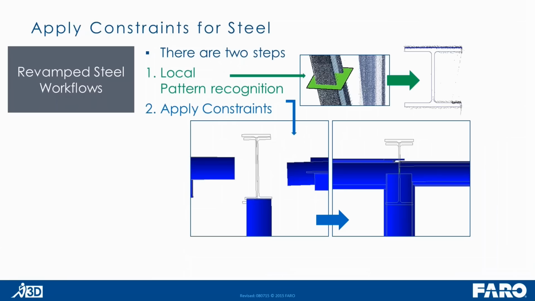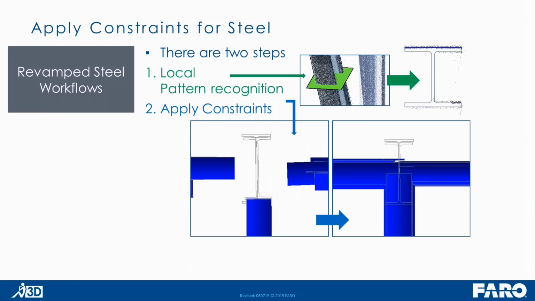Now, similar to the piping, we do need to have an apply constraints, and it's actually for the same reasons. The software is not going to be perfect. The point cloud is not going to be perfect, and the steel in the field will not be perfect, especially longer pieces that have sagged in the middle or something like that. So we need to have a way to construct it where your structural design package will accept the results.